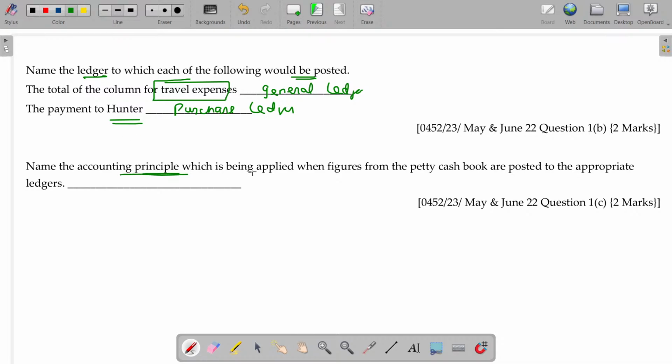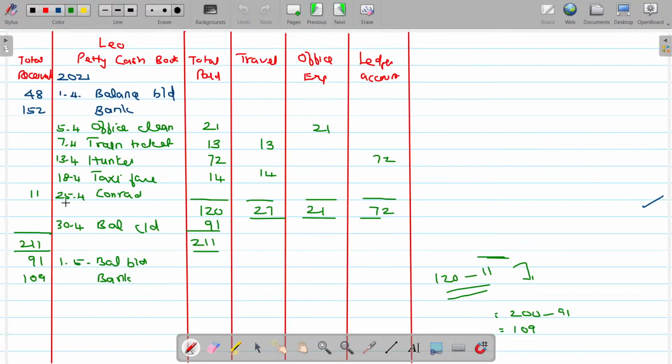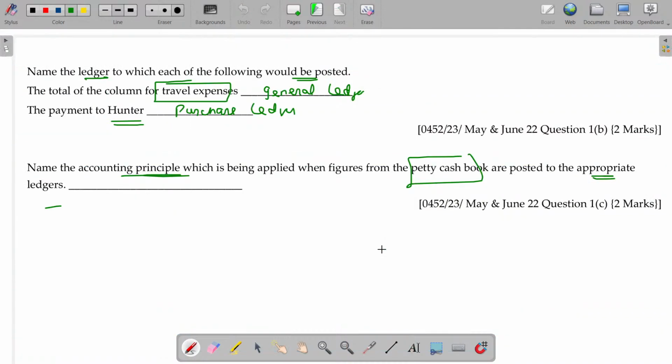Name the accounting principle which is being applied when figures from the petty cash book are posted to the appropriate ledger. So what we do, these things are transferable to the concerned travel and office expenses, general ledger. You transfer this to the general ledger. This will be transferable to purchase ledger. Why do we do so? Because of the double entry concept, duality. Because of the double entry, every debit should have an equivalent credit, right? So for this you get 1 mark and for this you get 2 marks. Hope now you'll be able to understand this one.